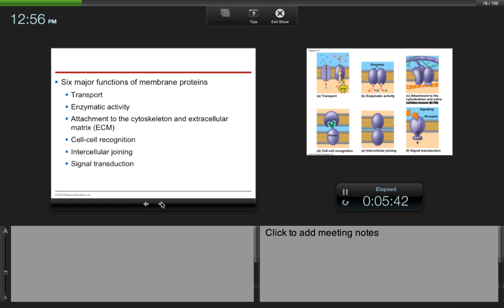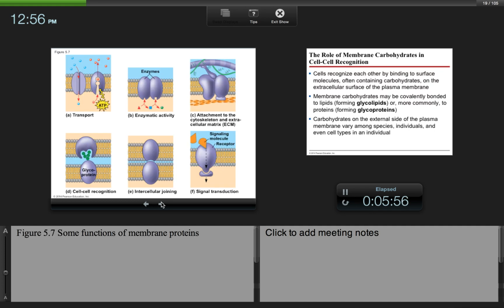There are 6 major functions of membrane proteins. They include transport, enzymatic activity, attachment to the cytoskeleton or extracellular matrix, cell-to-cell recognition, intercellular joining, and signal transduction. Okay, so here we have transport proteins embedded within the membrane. They transport molecules into and out of the cell.